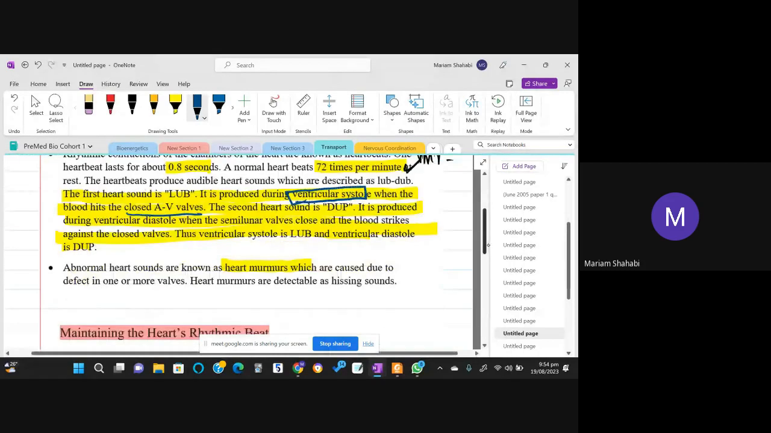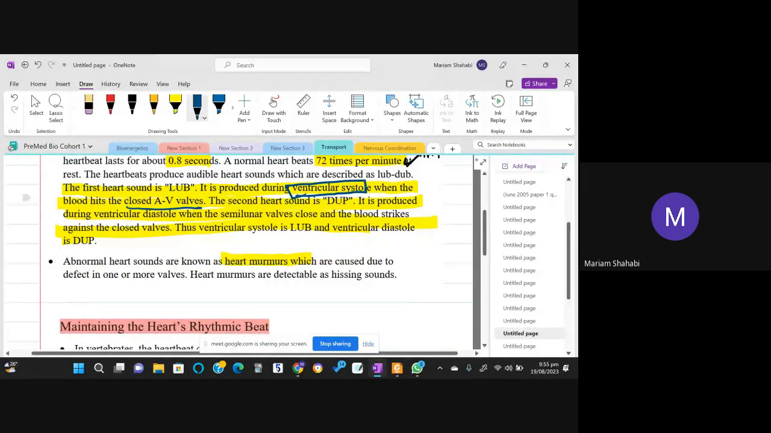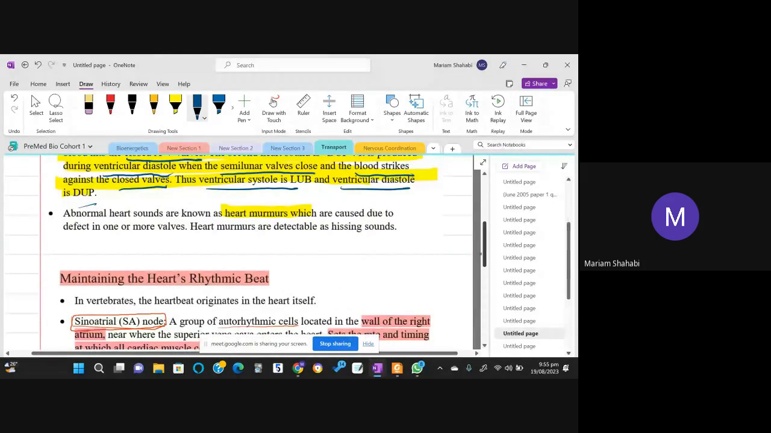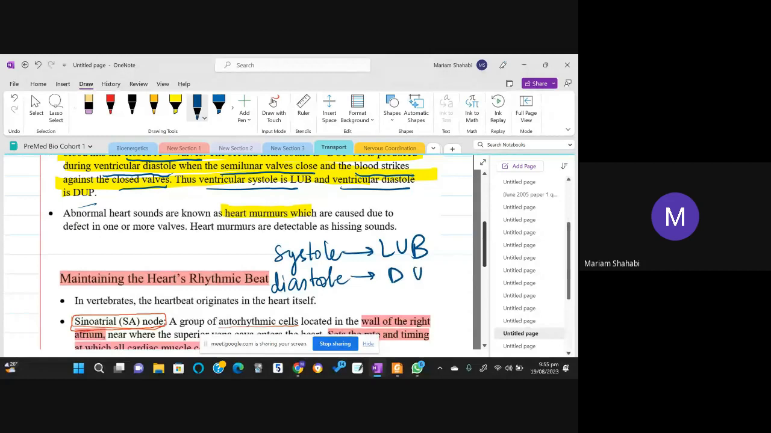And the second heart sound is dub, and it is produced during ventricular diastole when the semilunar valves close and the blood strikes against the closed valves. ठीक है? Thus ventricular systole is lub and ventricular diastole is dub. ठीक है? इसका कोई mnemonic बना देते हैं. Systole is lub and diastole is dub. ठीक है? तो D से dub कर लो. Diastole dub, systole is lub. Yeah, ऐसे कर लो. SLD, systole lub and diastole dub.